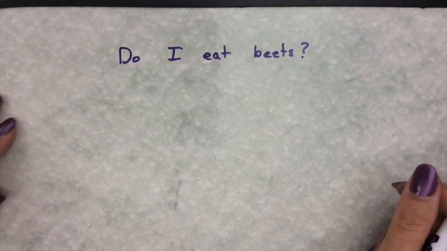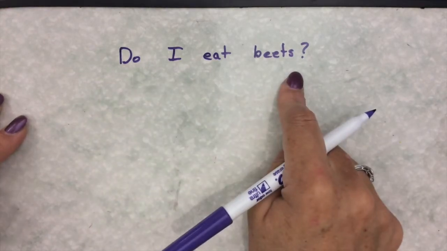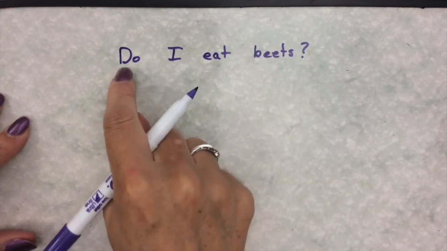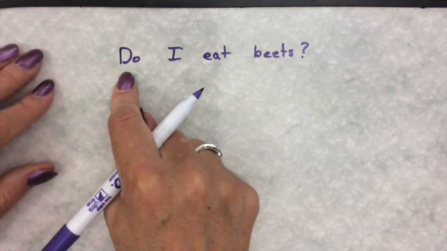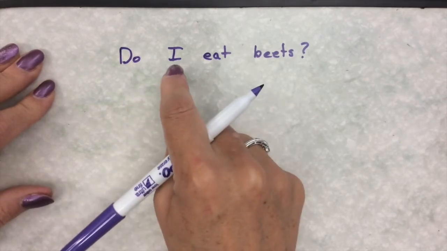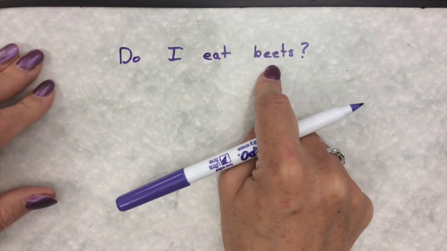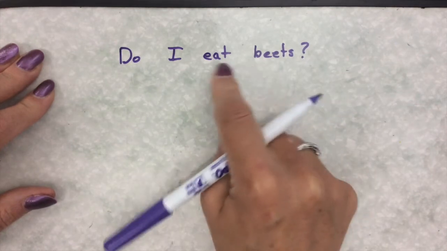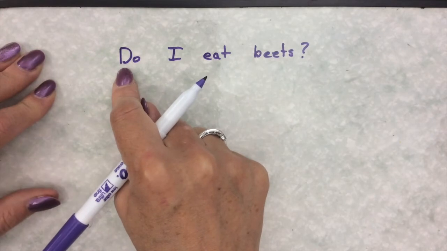Now, what do we do when we have a question? Here's a question: do I eat beets? And we have this do insertion, which was referred to in the chapter, to make it into a question, okay? So we have I, which is a pronoun, eat, which is the verb, beets is the object of the verb eat, and we have this do insertion to make it a question.